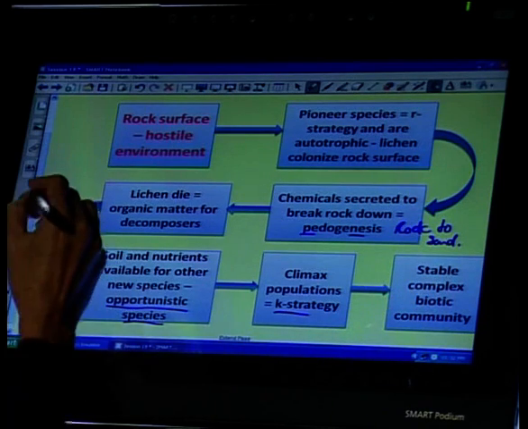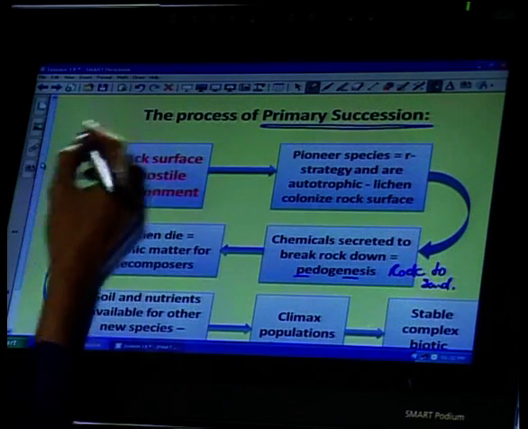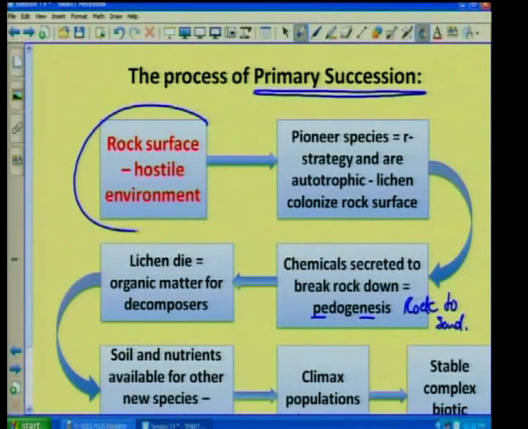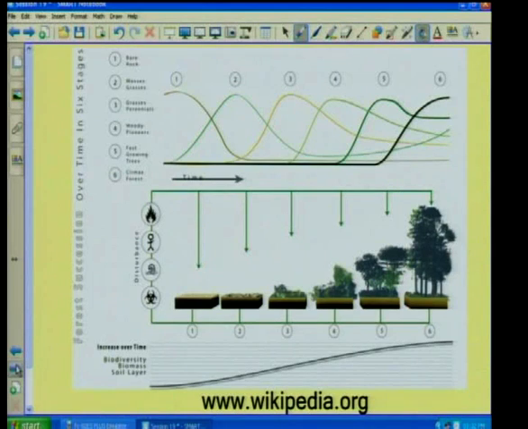So the biggest difference between primary and secondary is that in primary, you're going to have a rock surface that's absolutely hostile. There is no life there. There's nothing to start with. It's a brand new place. Okay. We then go to secondary succession. Okay, this is just to show you over time how a forest will succeed.